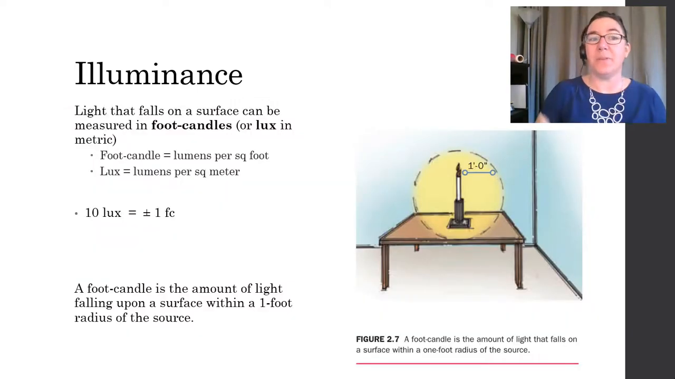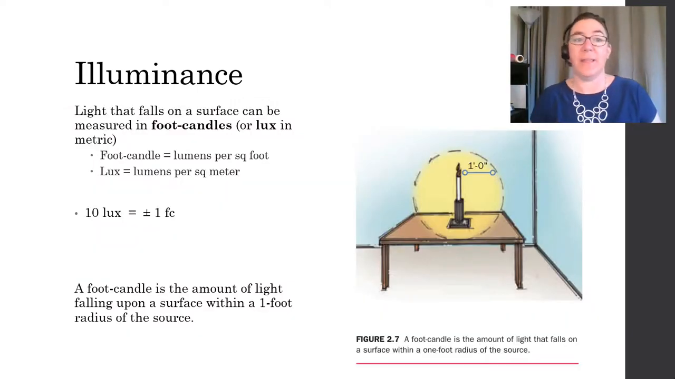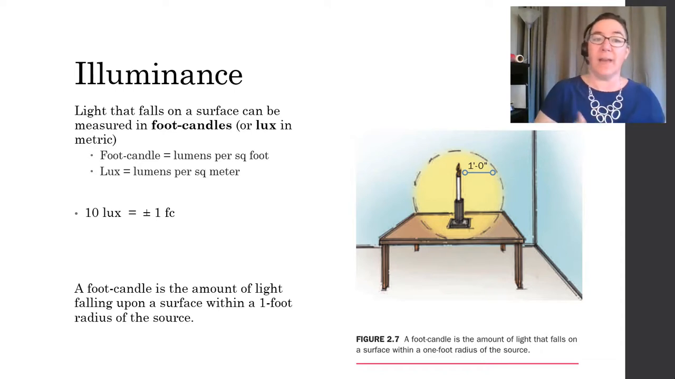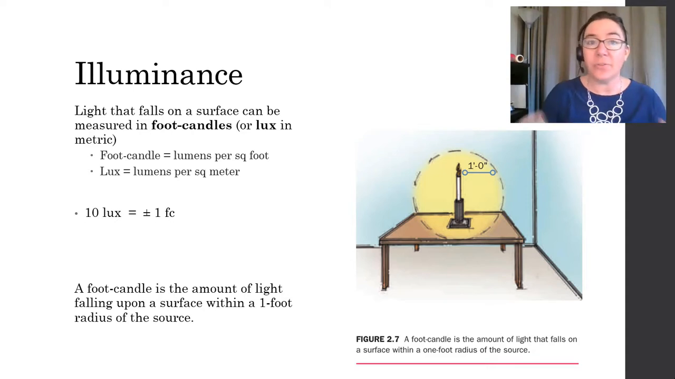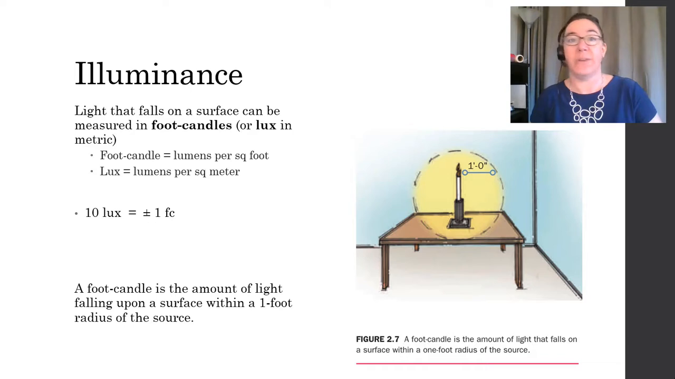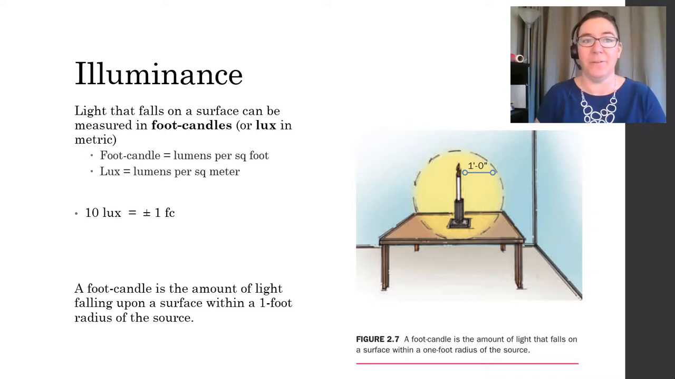So let's talk about those units. Illuminance, which is light that falls on a surface, can be measured in foot candles or lux. All right, foot candles are going to be lumens per square foot, and lux are going to be lumens per square meter. And interestingly, it is almost exactly 10 lux to 1 foot candle, so they are very easily translated between the two different measurements.